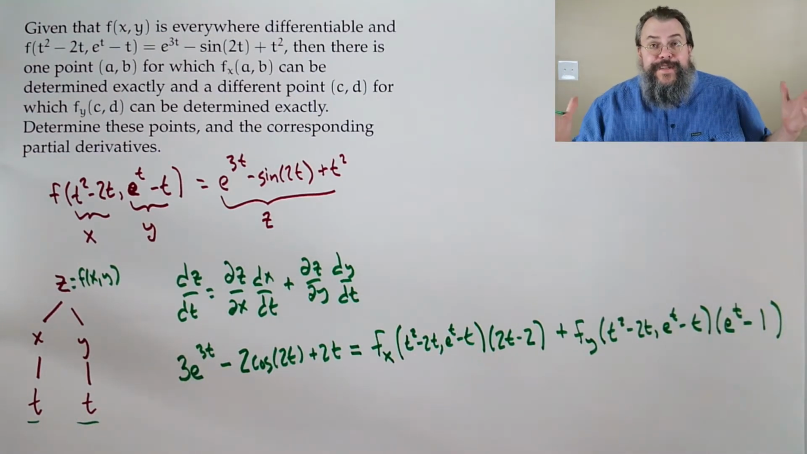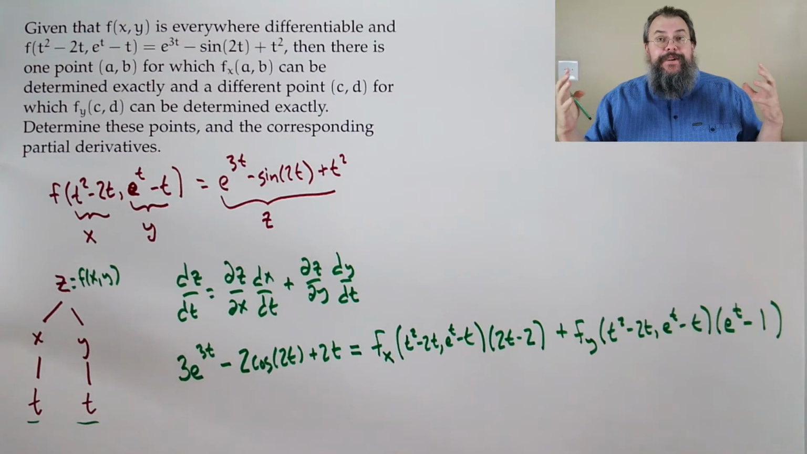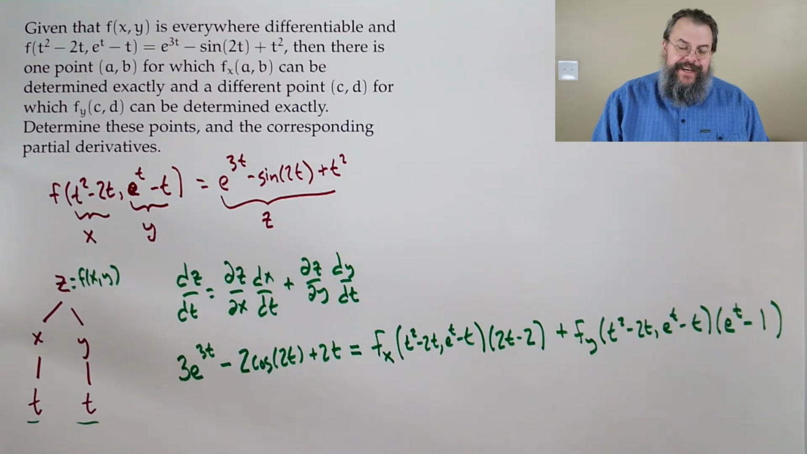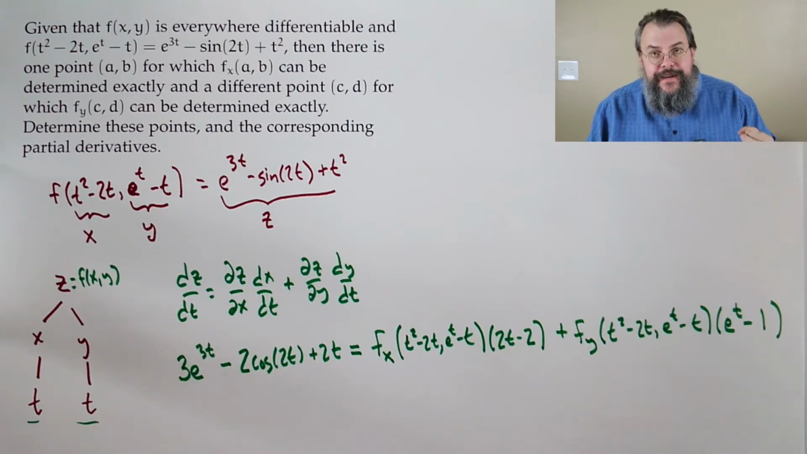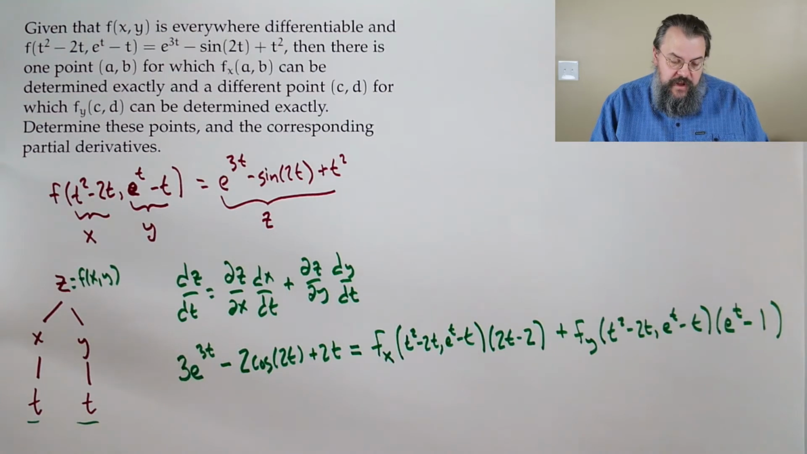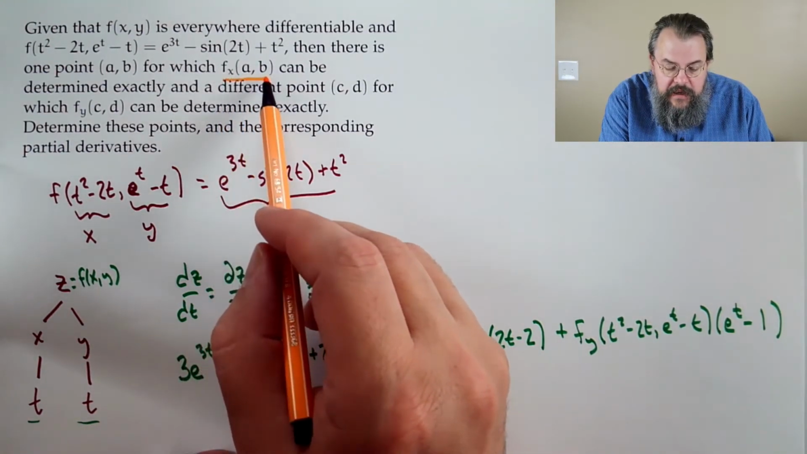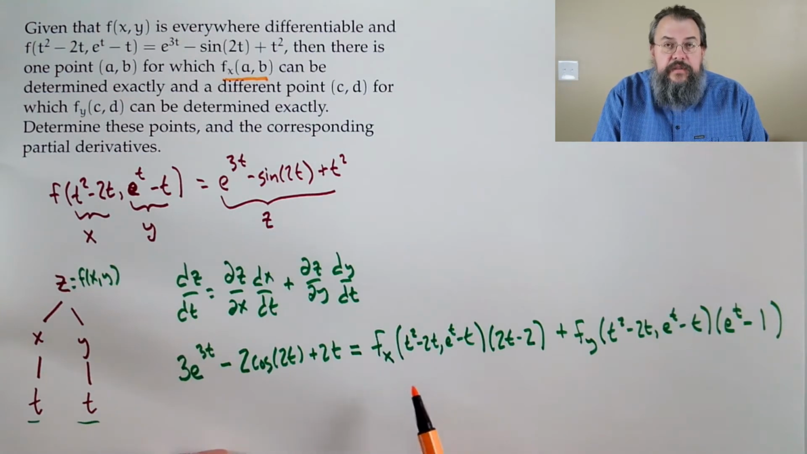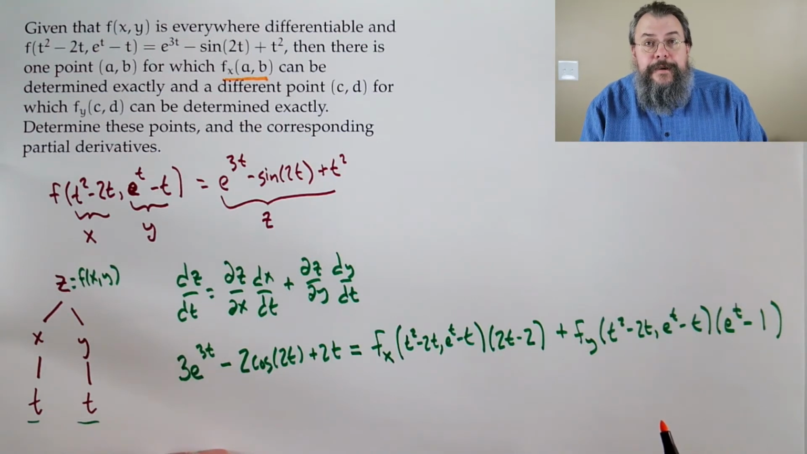Okay, so now we have this expression. At this point, we're starting to get a little nervous, because we don't know what f is. We haven't even talked about that, and we'll never know. It's impossible for us to know. There's not enough information. But that's okay. We can still answer the question. So, where to go from here? We want to solve for f sub x at a, b, which means if I want just f sub x, what should be true about f sub y? I don't want it to be there.